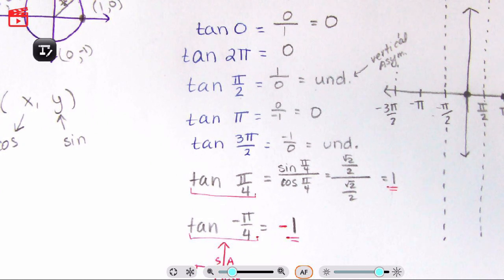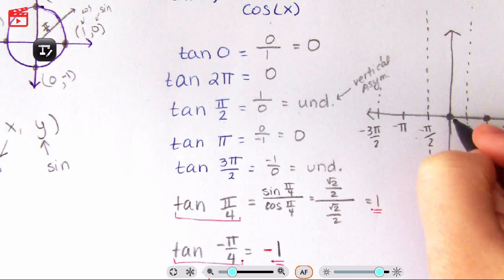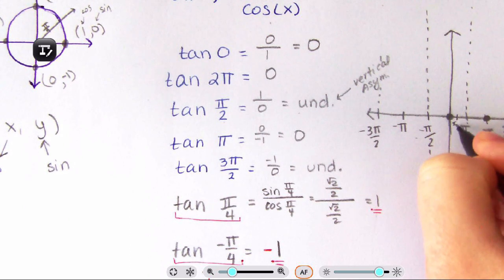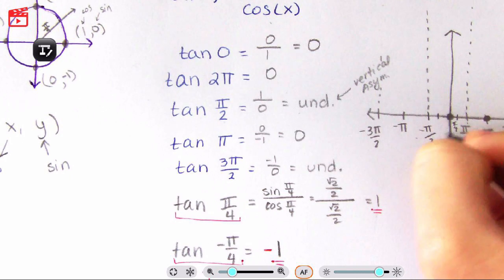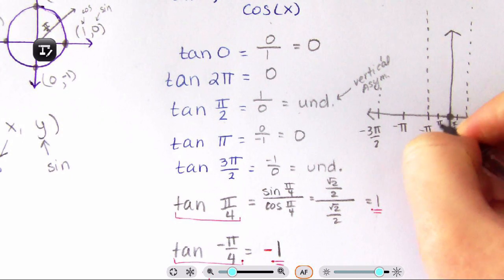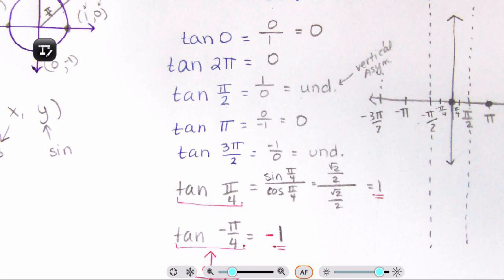Now notice that pi fourths is half of pi halves. Again, half of pi halves is pi fourths, and half of the distance of negative pi halves is pi fourths in the negative direction. So if you have a positive tangent graph, it's going to increase from the left to the right.